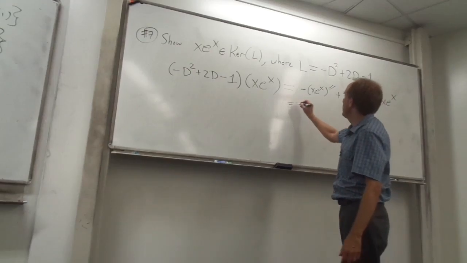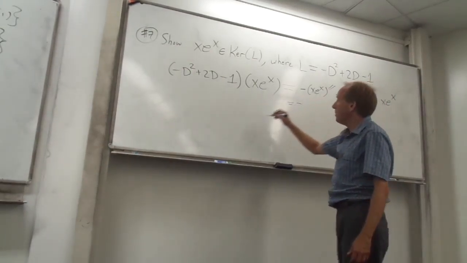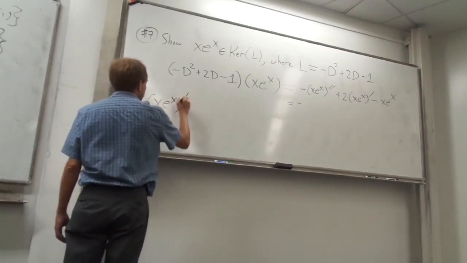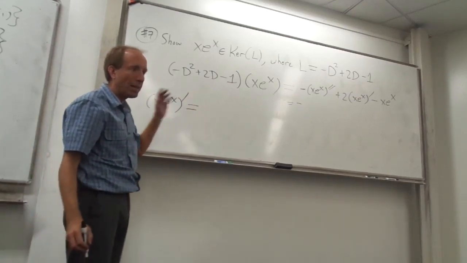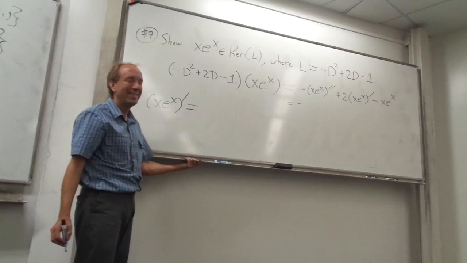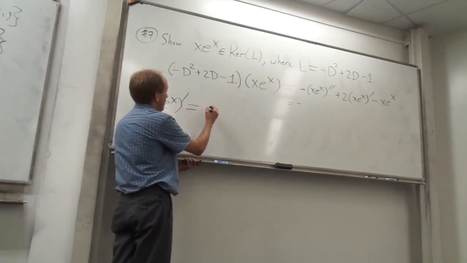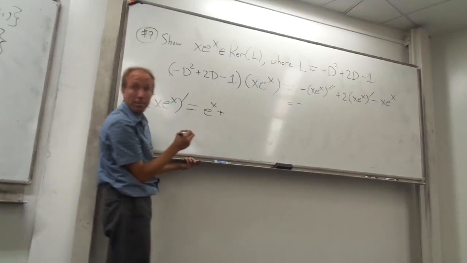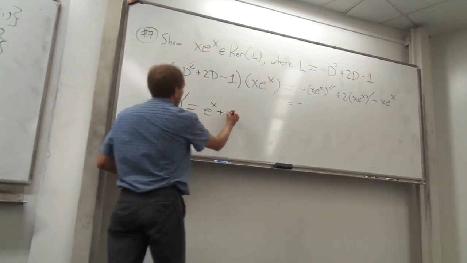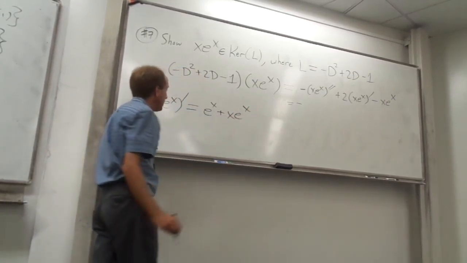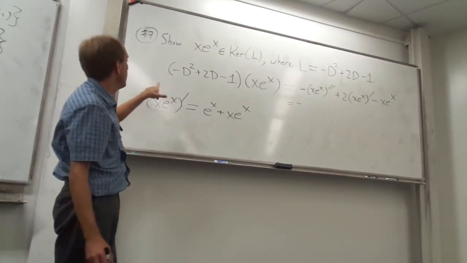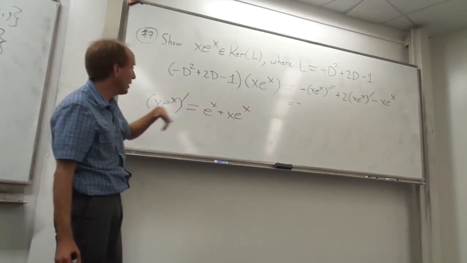So I have to take 2 derivatives of, maybe I'll come over here to do it. So x e to the x, let's take the first derivative. What is the first derivative of x e to the x? E to the x plus x e to the x. So it's the product rule, right? The derivative of x times e to the x plus x times the derivative of e to the x. Okay, great. So we get that.